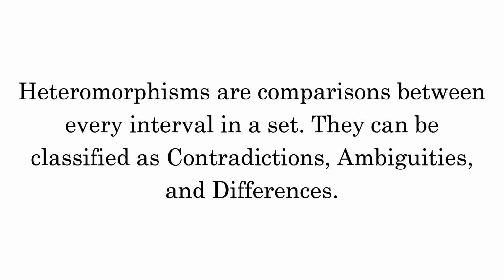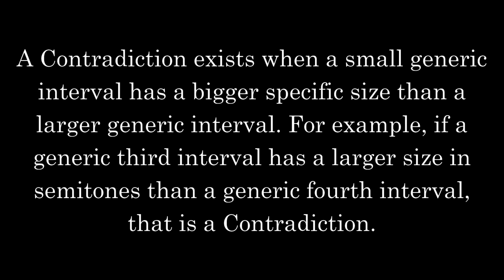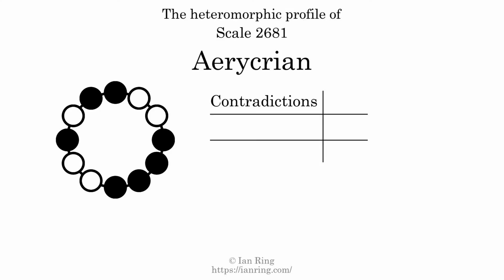Heteromorphisms are comparisons between every interval in a set. They can be classified as contradictions, ambiguities, and differences. A contradiction exists when a small generic interval has a bigger specific size than a larger generic interval. For example, if a generic third interval has a larger size in semitones than a generic fourth interval, that is a contradiction. The number of contradictions in this scale is 16.